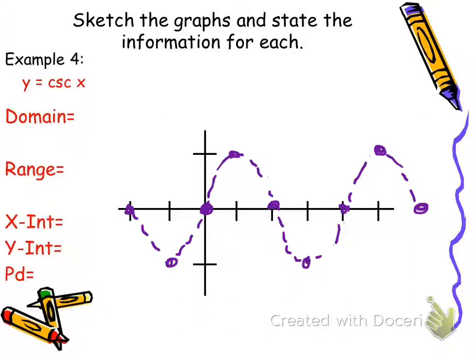Where is the cosecant broken? Where does the cosecant have asymptotes? Where sine is equal to 0, right? You can't reciprocate 0, so all of these zeros turn into asymptotes.